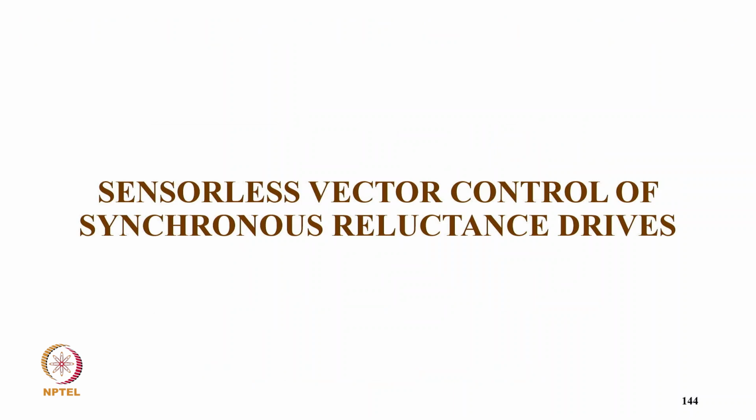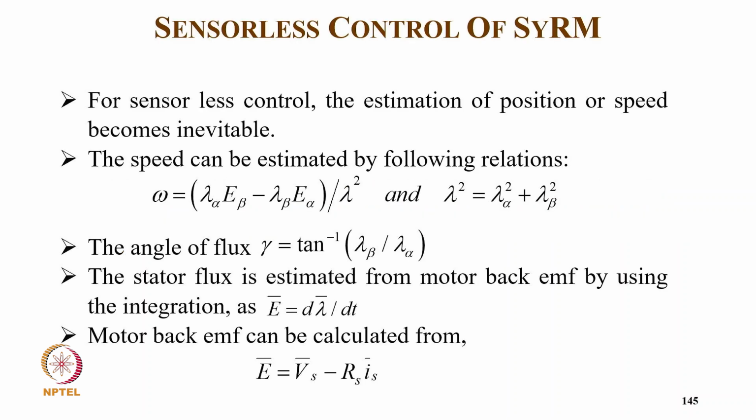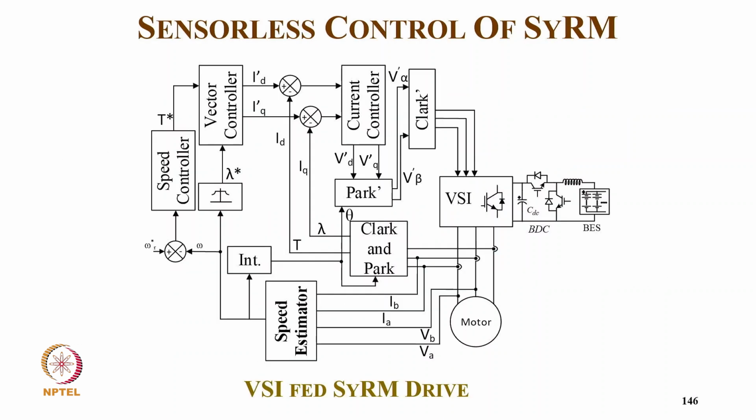Now coming to sensorless vector control of the synchronous reluctance motor drive. For sensorless control, the estimation of position or speed becomes inevitable, and the speed can be estimated by the following relation: omega equal to (lambda alpha e beta minus lambda beta e alpha) divided by lambda square, where lambda square equals lambda alpha square plus lambda beta square, and angle gamma is tan inverse of lambda beta upon lambda alpha. The flux is estimated from the motor back EMF by using integration, as E equal to d lambda upon dt, and the motor back EMF can be calculated from E equal to Vs minus Rs Is. This is typically sensorless control in variable speed drives for vector control.